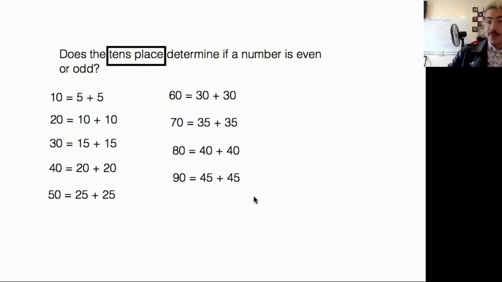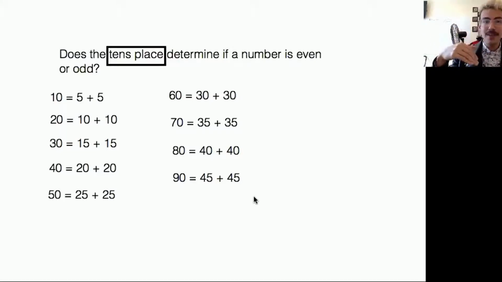Now that we've looked at the ones, let's look at the tens. If I have a number in the tens place, will it determine if a number is even or odd? Okay, so if I have a number 1 in the tens place, that represents 10. And 10 is 5 plus 5. So 10 is an even number. 20, if I have number 2 in the tens place, it would equal 20, and that is 10 plus 10.